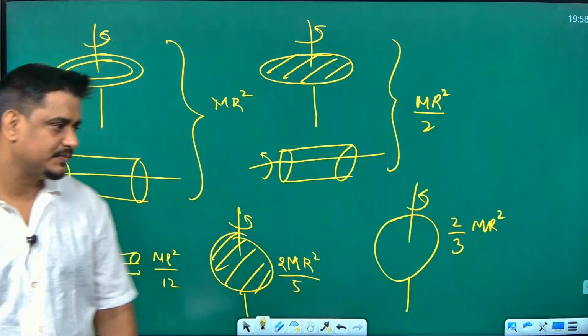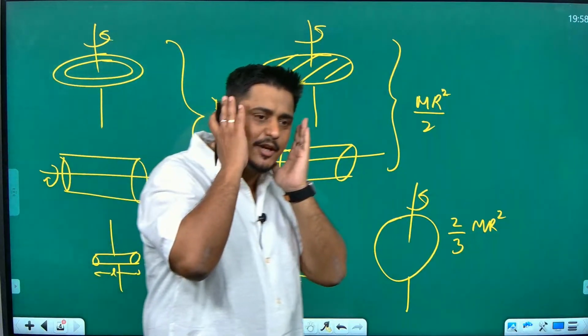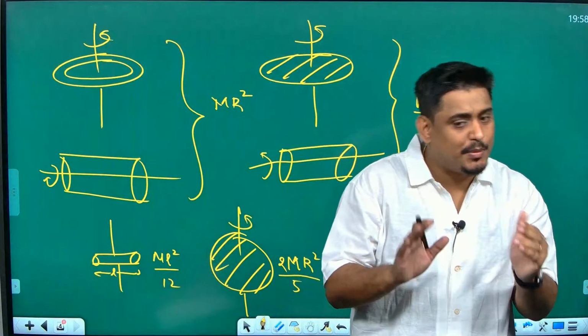Ring which is rotating about its diameter is also MR square by 2. We will derive that later. But these things are very basic things you should remember. 1, 2, 3, 4, 5, 6, 7. It must be there in your head. Whenever I ask, you should be able to tell me.